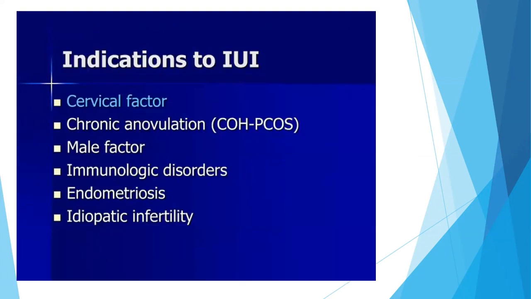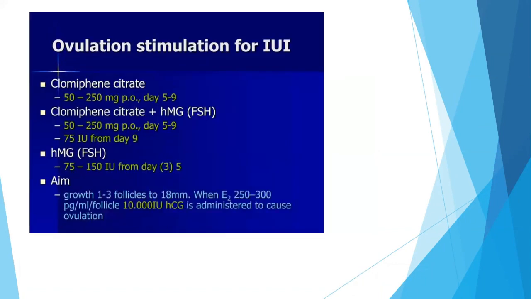Indications of intrauterine insemination: whenever there is a cervical factor, chronic anovulation, some immunological disorders, or endometriosis, then we can go for intrauterine insemination. For ovarian stimulation for intrauterine insemination, we can medicate the patient with clomiphene citrate plus FSH, or only FSH.